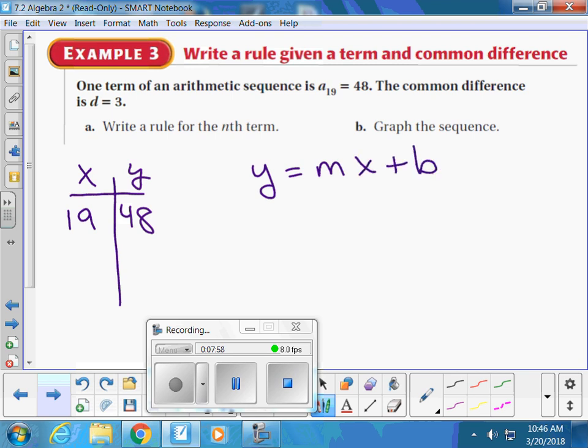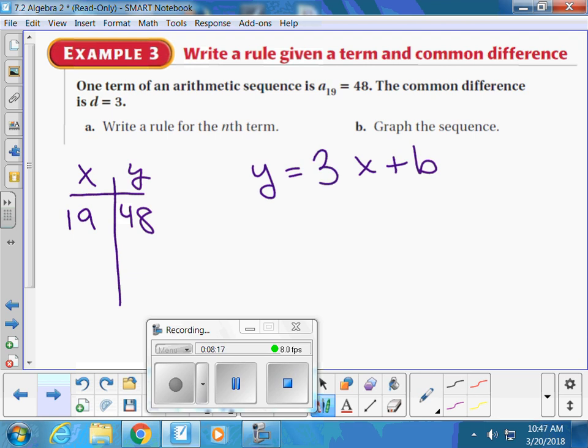Where would the constant difference come into play as far as slope-intercept form is concerned? It'd be your slope, actually. It'd be your m value. Does that make sense? It's how much it's growing each time. So this 3 would get placed in for m. It would be up to us to solve for b. Anybody have ideas on how to do that?